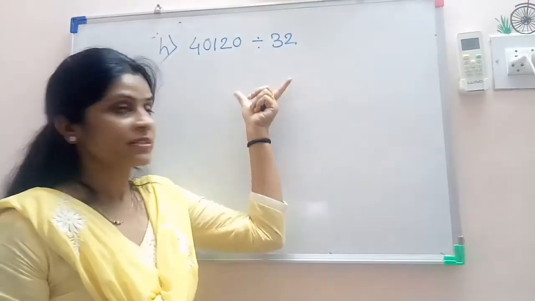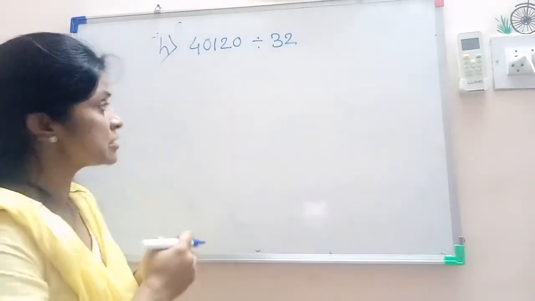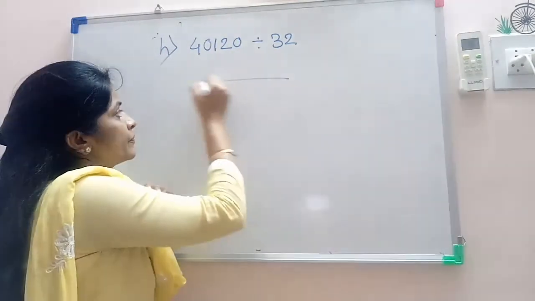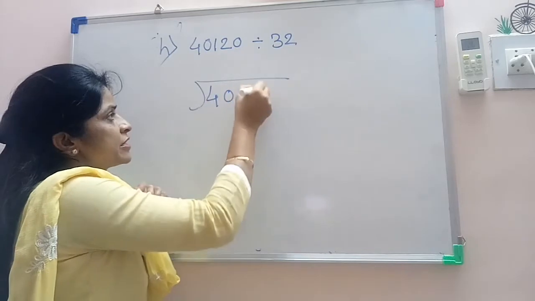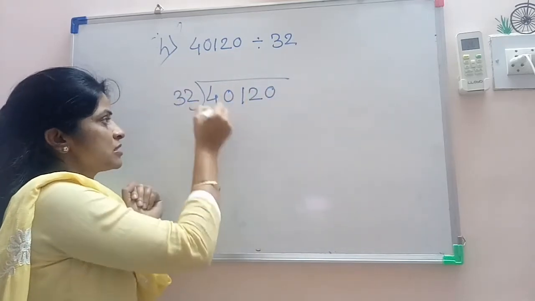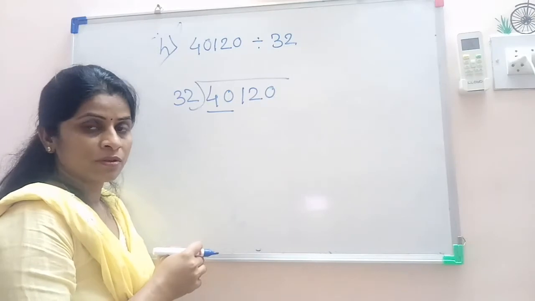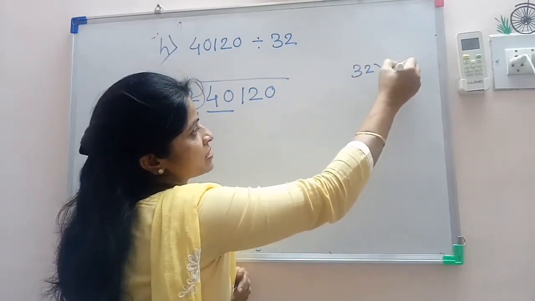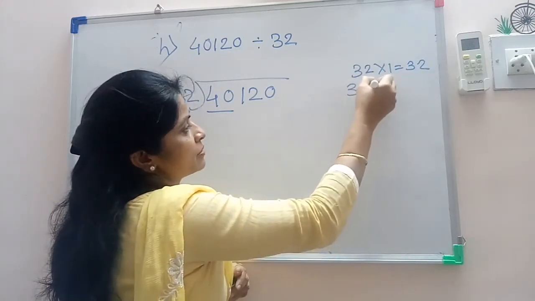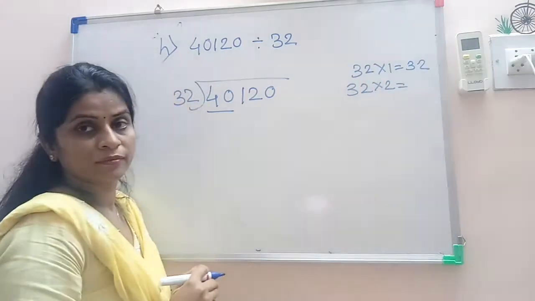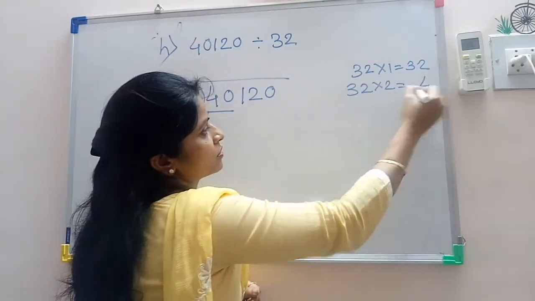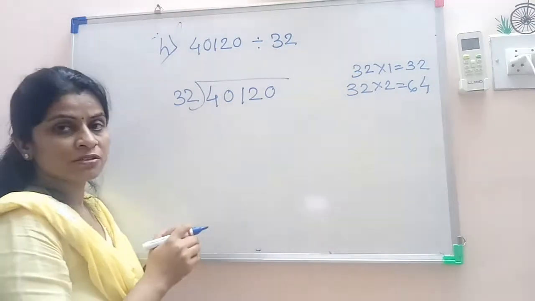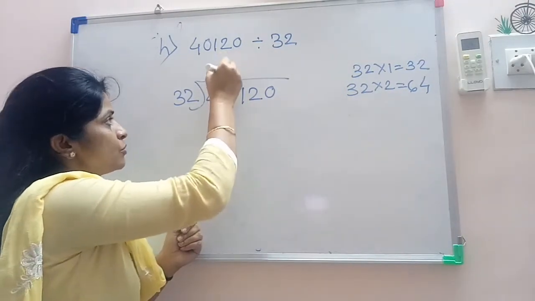Students, again we'll see the long division. See the solution for this. 40,120 divided by 32. Now let's start. Now see the first two digits. 40 is there in the table of 32. Let's see, 32 multiplied by 1 is 32. Now 32 multiplied by 2 is, 2 twos are 4, 2 threes are 6, it is 64. So it is greater than 40. So we will take 32 ones are 32.